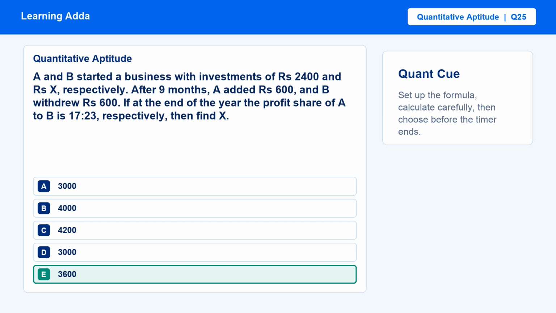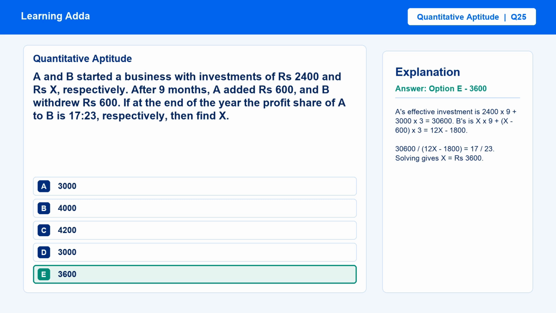The answer is option E, 3600. A's effective investment is 2400 times 9 plus 3000 times 3, which is equal to 30,600. B's is X times 9 plus (X minus 600) times 3, which is equal to 12X minus 1800. 30,600 to (12X minus 1800) is equal to 17:23. Solving gives X is equal to rupees 3600.